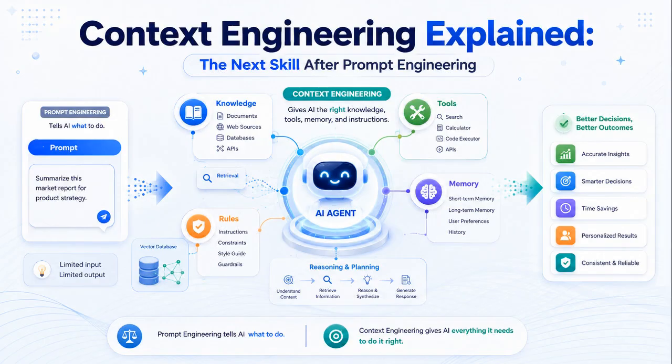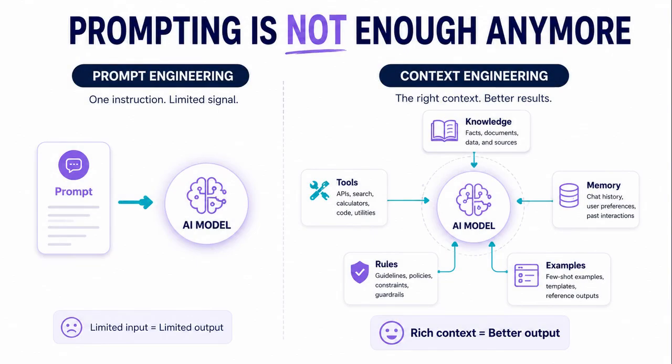Prompt engineering tells AI what to do, but context engineering gives AI the right knowledge, tools, memory, and instructions. Now let's look at why prompting is not enough anymore. Prompt engineering tells AI what to do. Context engineering gives AI what it needs to do the task well.